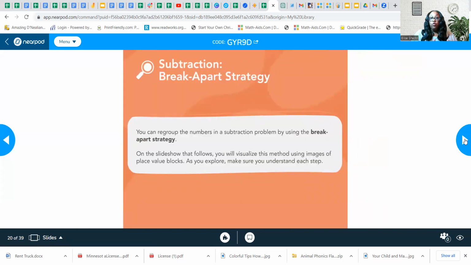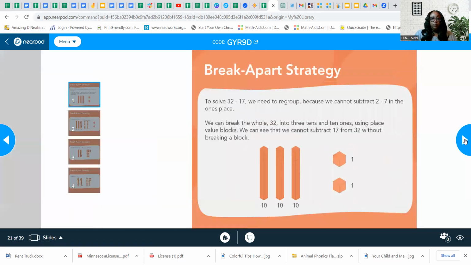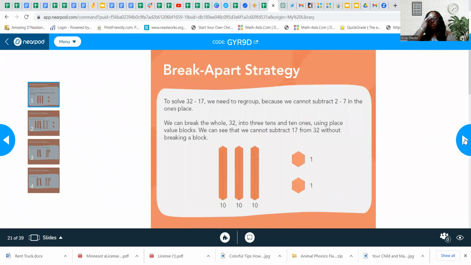Now, you can regroup the numbers in subtraction problems by using the break apart method, as he did. On the slideshow that follows, you're going to visualize the method, and then you're going to understand each step of it, okay? And of course, we're going to practice one together, and of course, you'll have an opportunity to do one on your own as evaluation, as an exit ticket, okay?